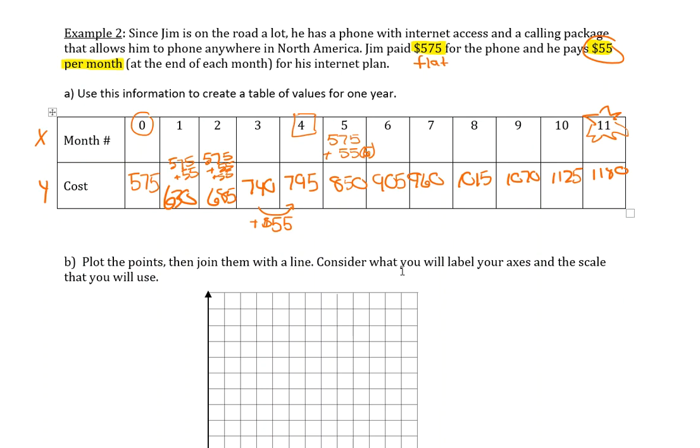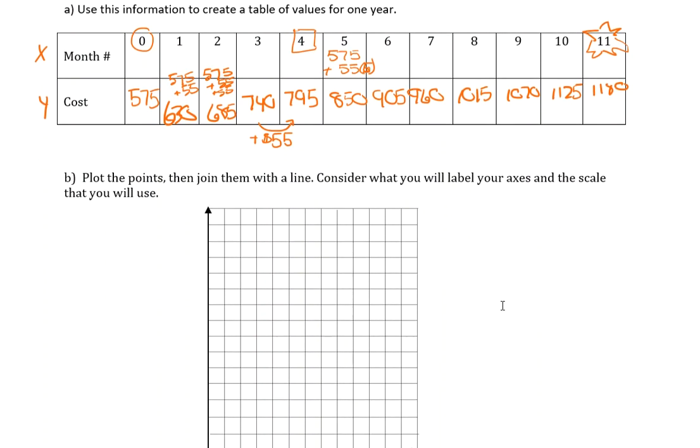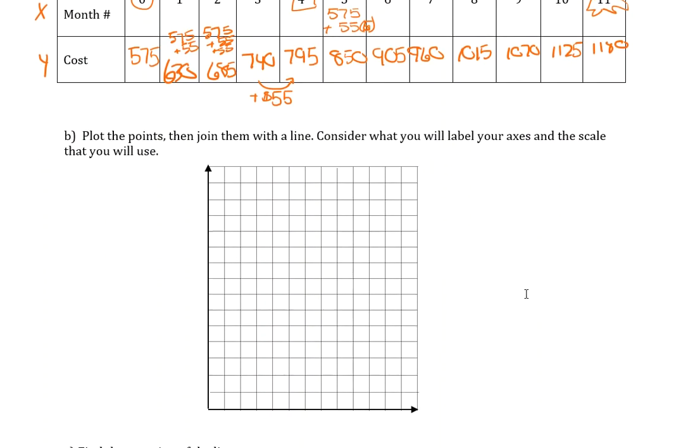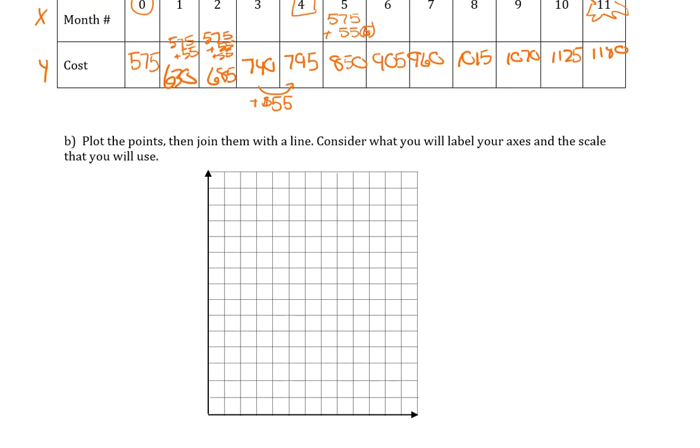So we've got our table of values. The next thing we need to do is plot the points and then join them with a line. Consider what you will label your axes and the scale that you will use. That's important. Look at these numbers. Well, the month numbers are easy. Let me scroll. Yeah, I can fit that in. The month numbers are only 0 to 11.